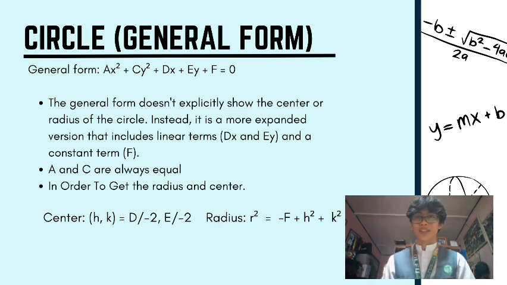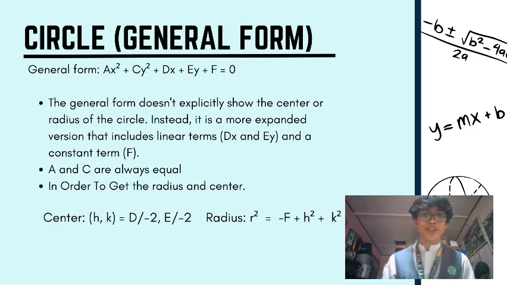Let's proceed now to our circle general form. Our general form will be ax squared plus cy squared plus dx plus ey plus f equals 0. The general form doesn't explicitly show the center or the radius of a circle. Instead, it is a more expanded version that includes linear terms such as dx and ey, and a constant term which is f. You gotta remember this one. A and C should be equal, always equal.